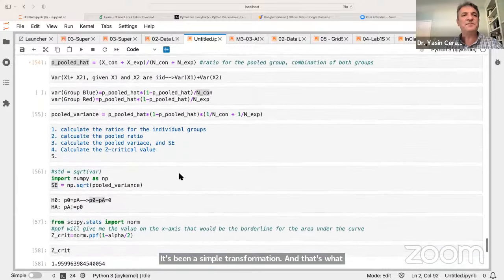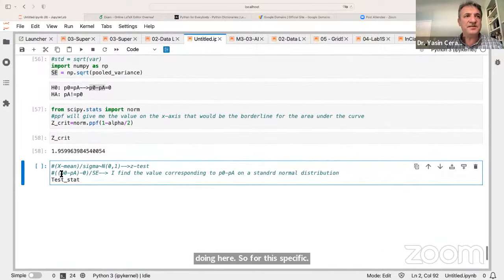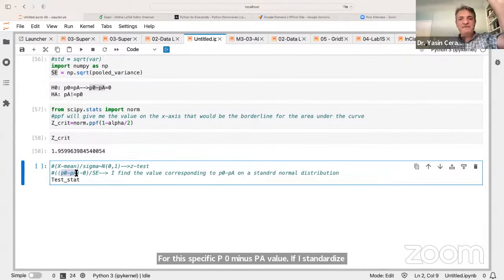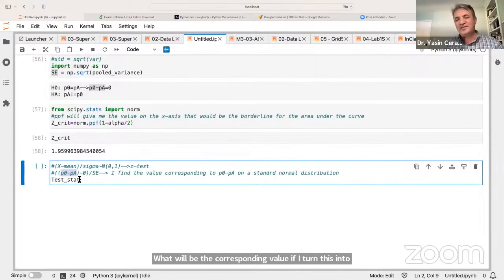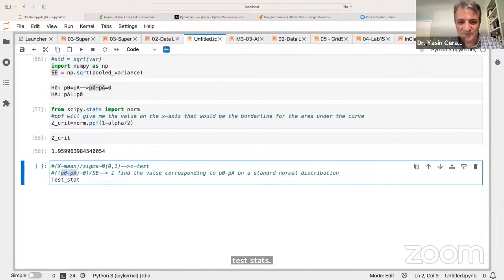So for this specific P0 minus PA value, if I standardize it, if I take that P0 minus PA value from my regular normal distribution, what will be the corresponding value if I turn this into a standard normal distribution? That is what I call the test stat. All right. So let me stop here and see if you have any questions.